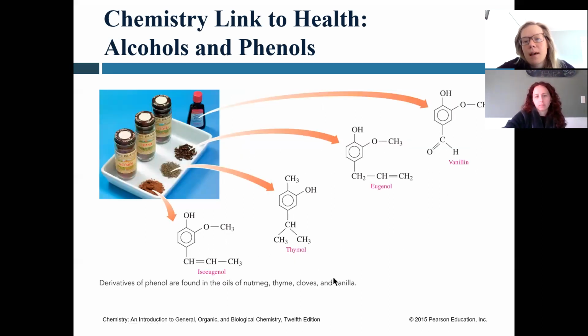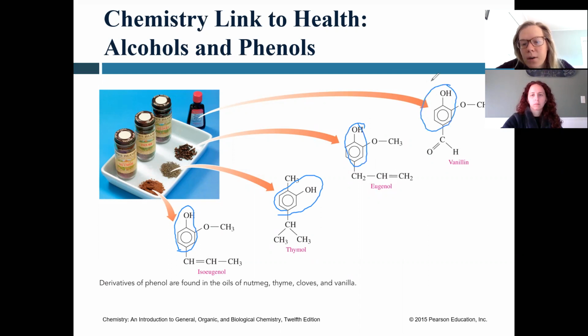So alcohols and phenols, these are all examples of a phenol. Let's see if we can find the phenol group. Remember, phenol is a benzene ring with an OH. Going for that methyl. Here's the benzene with the OH, the benzene with the OH, and the benzene with the OH. So the molecules are starting to get kind of crazier, more complicated, but they're all just based off of these building blocks that we're putting together.